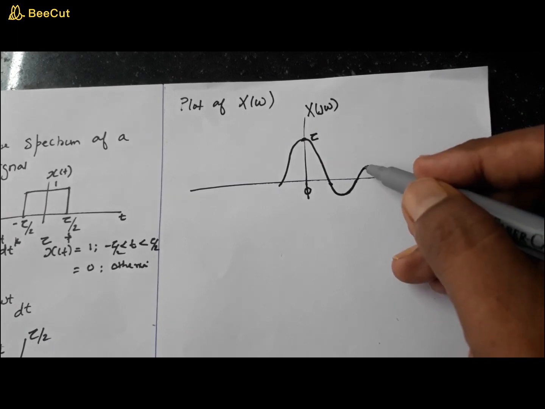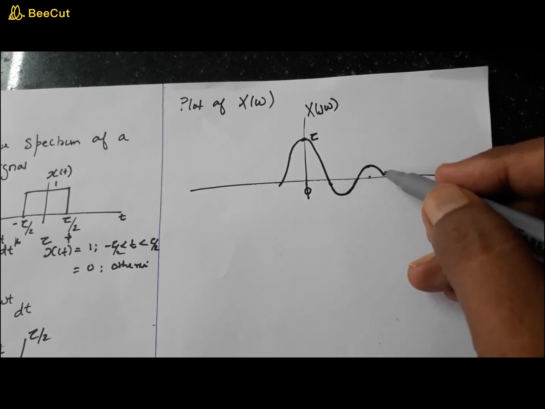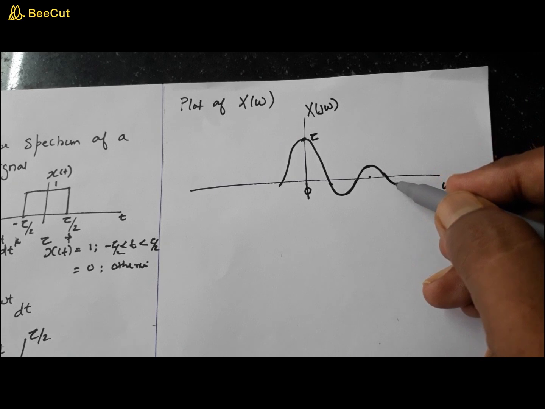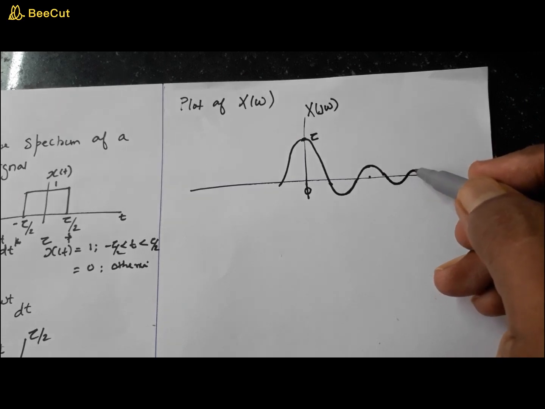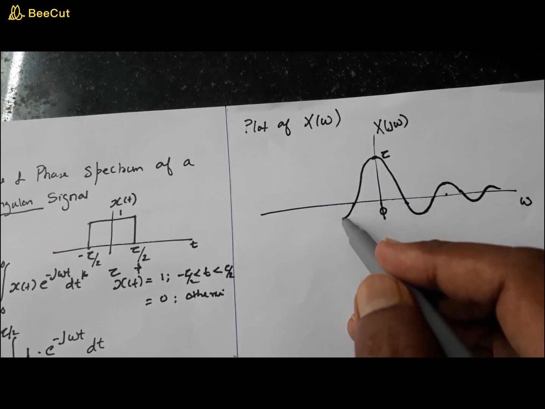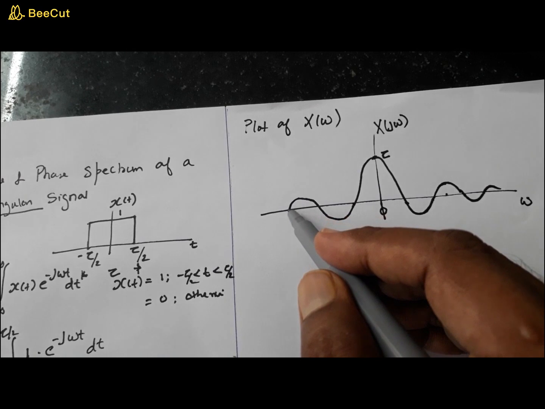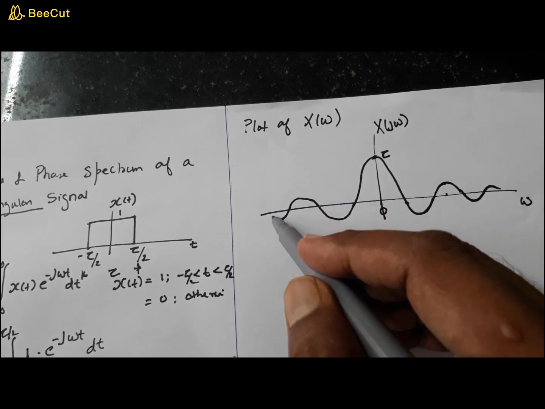Again, this amplitude will be less than the previous one. This amplitude is greater than this amplitude, and it goes on like that. So it will decrease and so on, going like this. Similarly, in this part also you can draw it like this.